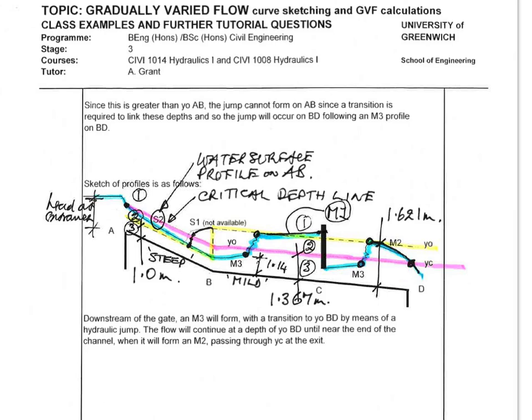And that's it. So the principles that we've outlined again here are going to be the same in any curve sketching problem. And the only thing that we may have to do, which we haven't covered here, is to actually calculate a specific distance or length of a profile. To do that, we'd have to use a gradually varied flow table, and that's what we're going to look at in the next section.